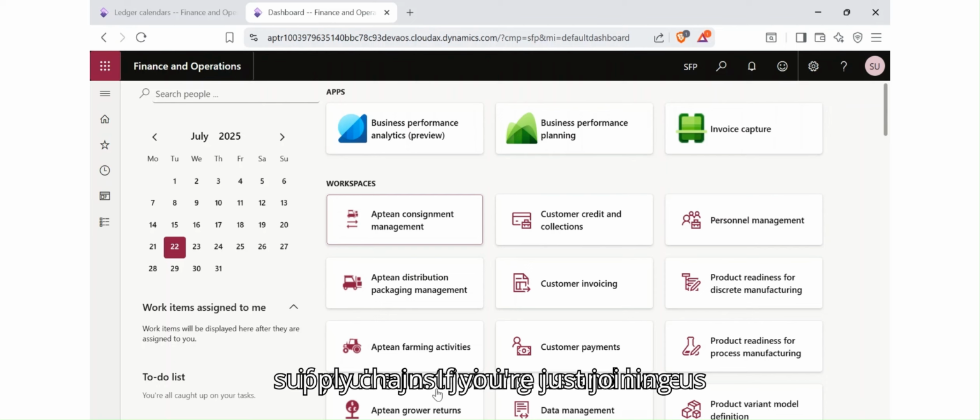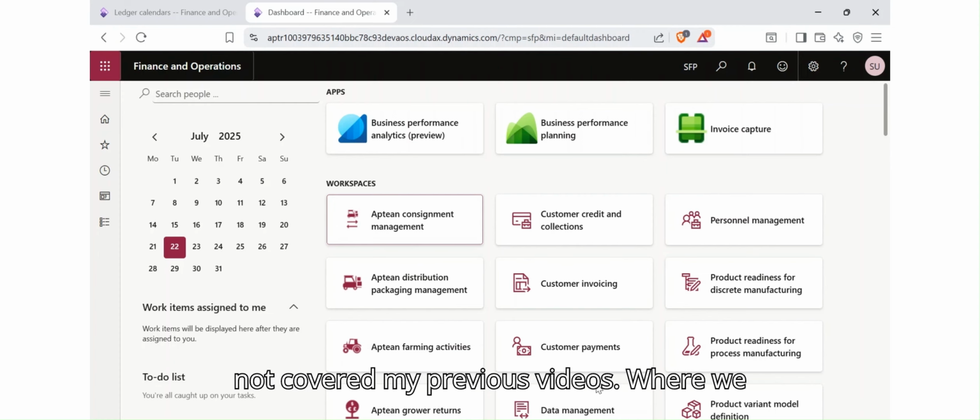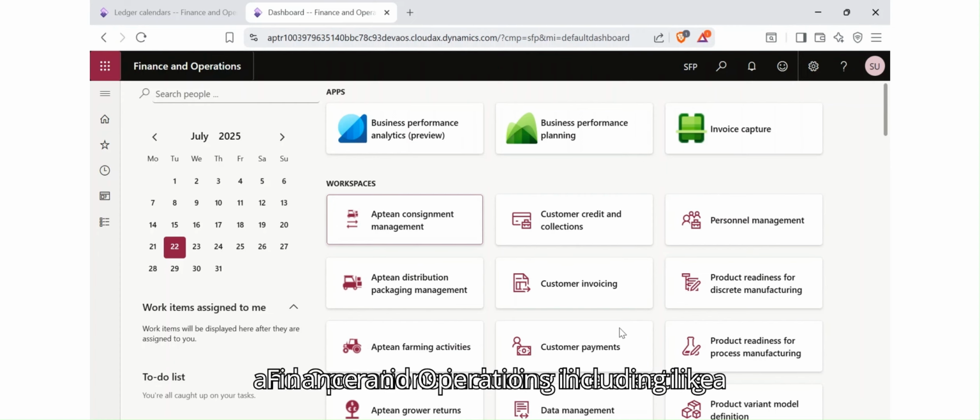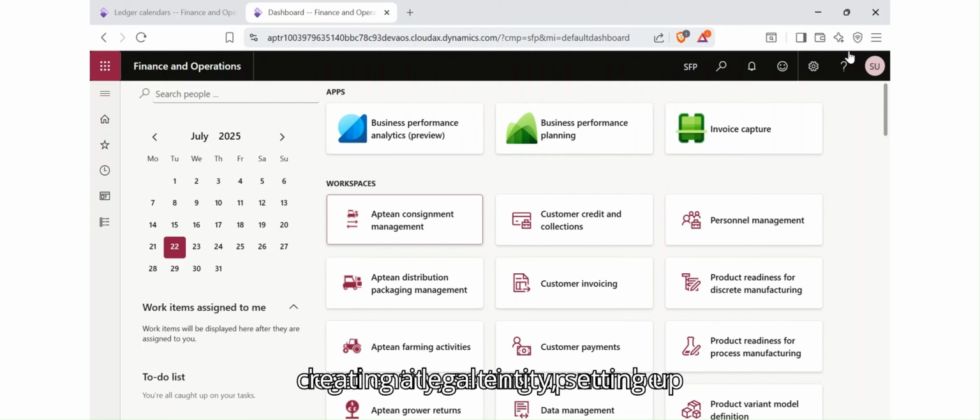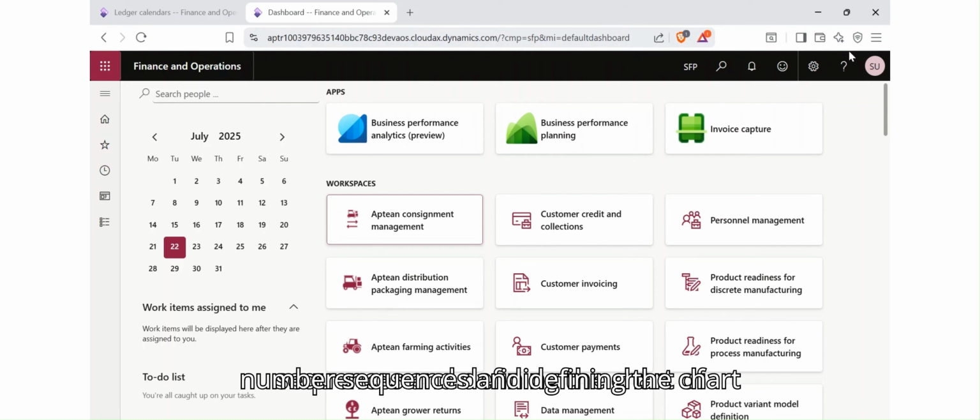If you're just joining us and have not covered my previous videos, where we covered the core setup in D365 Finance and Operations, including creating a legal entity, setting up number sequences, and defining the chart of accounts, currencies, calendars, account structures, and how all these four components can be mapped in a ledger setup. All of this has already been covered in my previous videos.